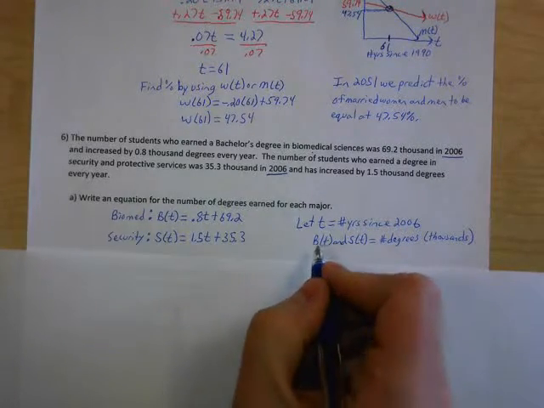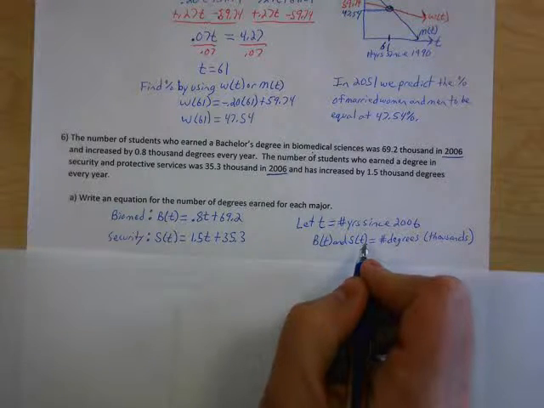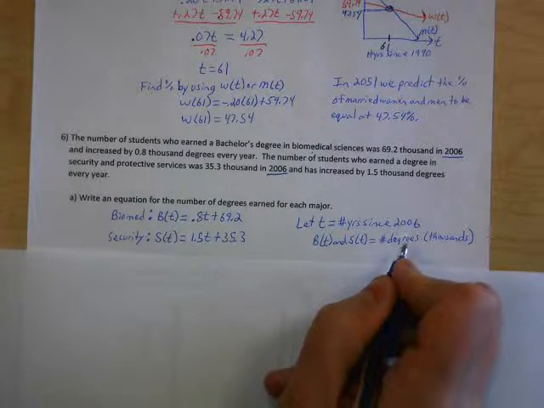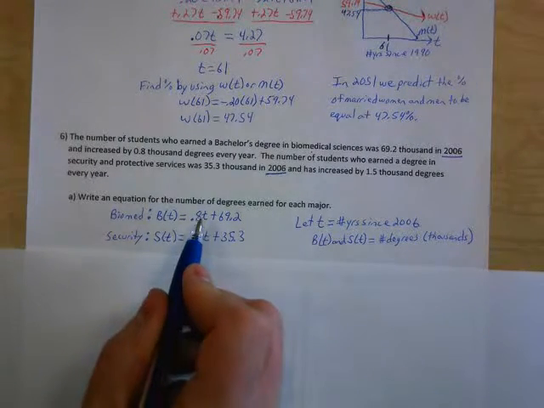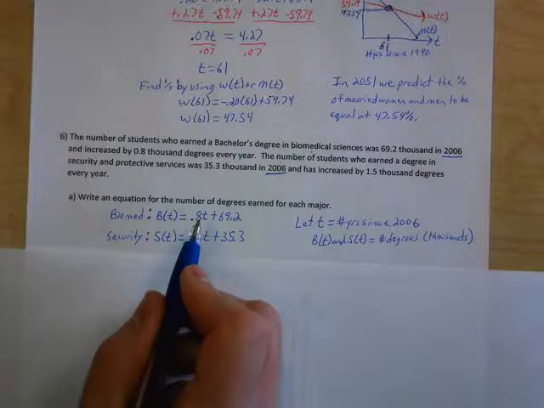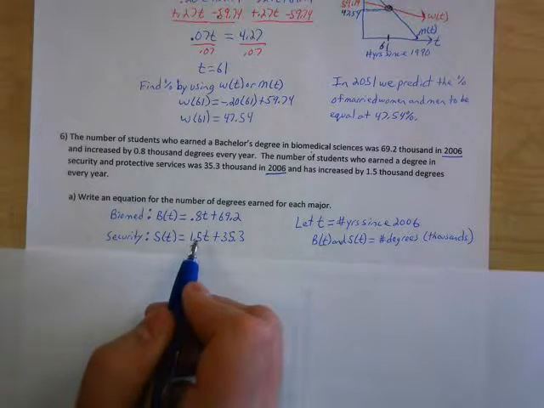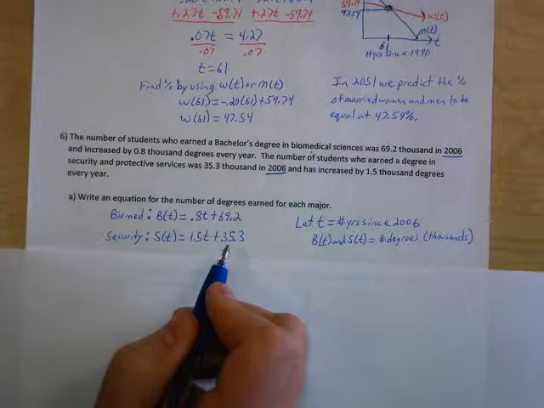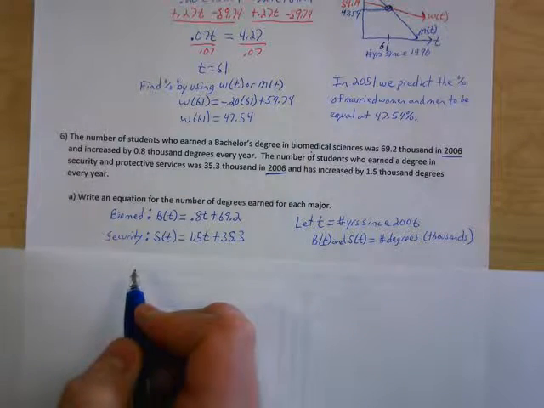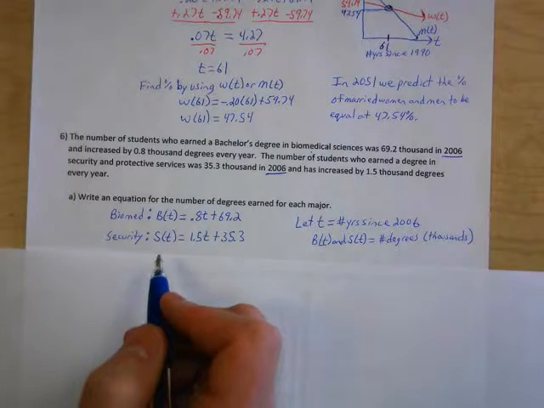Okay, so for your equations, we're going to say let t be the number of years since 2006, and I'm going to use function notation, b of t for the biomed, and s of t for the security degrees, and they're going to be the number of degrees in thousands. So we have these two equations. Again, the slope for the biomed was 0.8 thousand per year, and it started at 69.2 thousand, and for the security, the slope was 1.5 thousand per year, and it started at 35.3 thousand.